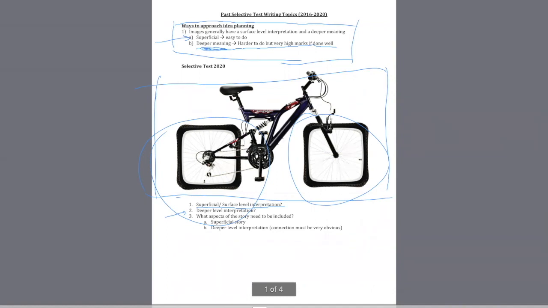So 3, what aspects of the story need to be included? This is in a superficial story and a deeper level interpretation. You need to be including a bunch of things, all right? So for the superficial level, what you have to do is actually include all the parts of the stimulus, to show that you are actually talking about what is here. That's the main thing you have to add. But other things you probably have to add are descriptive language, different ways to describe things, your techniques. If you're going to make your story very superficial, what you need to do is back it up with good writing, like solid technique. That's probably what you need to do most if you're going to write about something superficial.